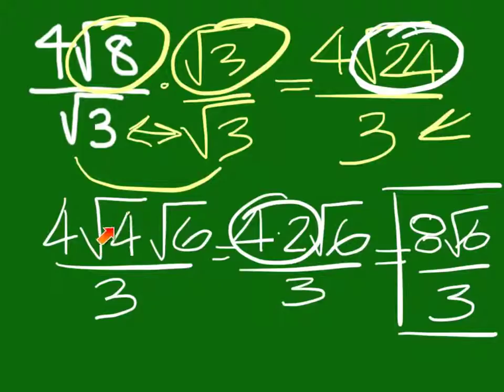The square root of 4 is 2. Multiply the 2 by the 4 that was there from the beginning to get 8. And of course your 3 stays. Nothing else can simplify, so that's your final answer.